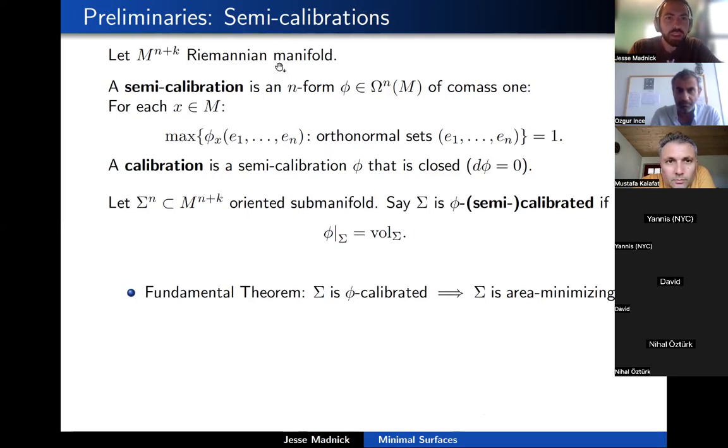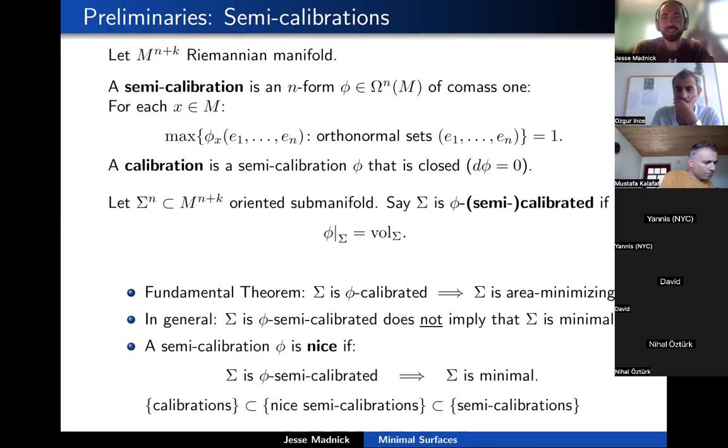Anyway, by the fundamental theorem of calibrations that we talked about last time, every phi-calibrated submanifold is area minimizing, and in particular, they're stable, and in particular, they're minimal. This is not the case for semi-calibrated submanifolds. In general, semi-calibrated submanifolds don't have to be minimal. In general, there's perhaps not much you can say.